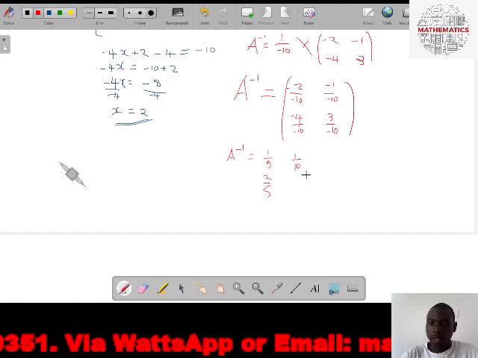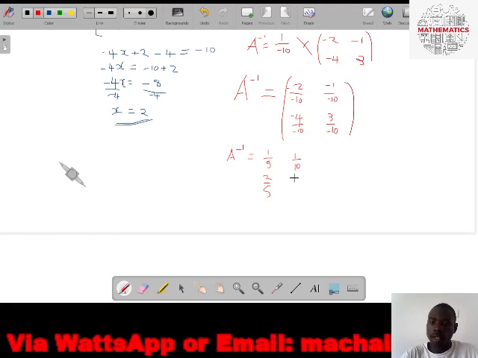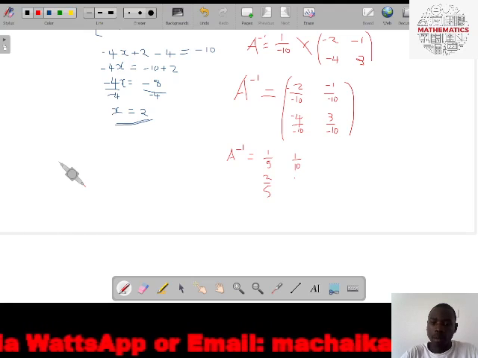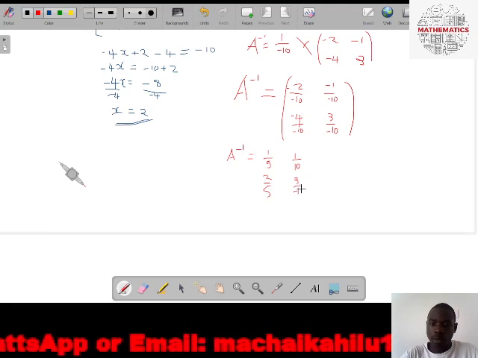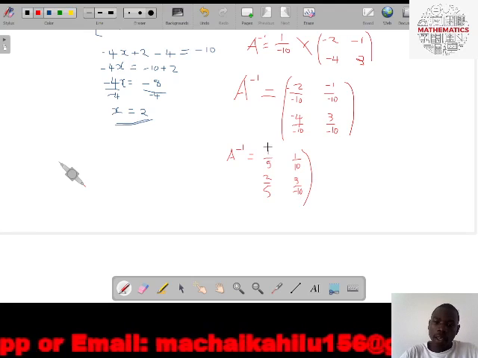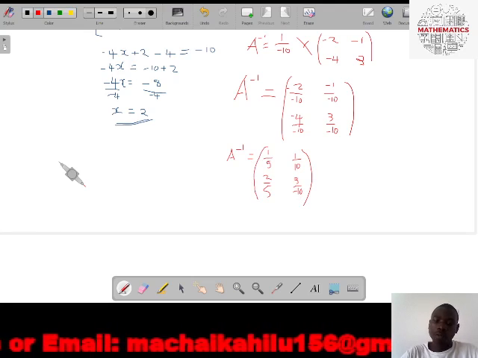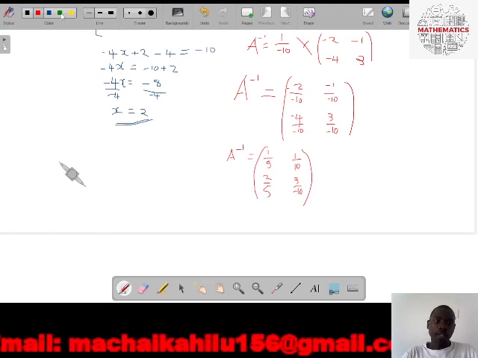Okay, and then there's no number which can go into 3 and -10 without leaving a remainder. So we are going to write 3 over -10 the way it is, like that. So this is the matrix of the inverse of matrix A. That is the inverse of matrix A.